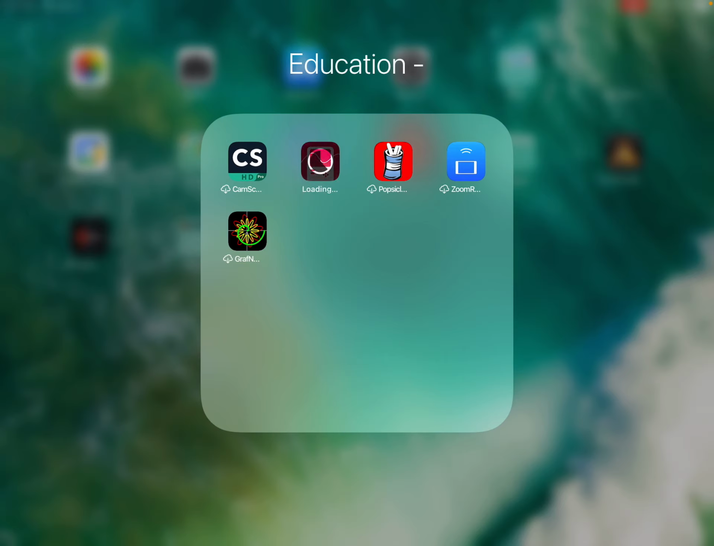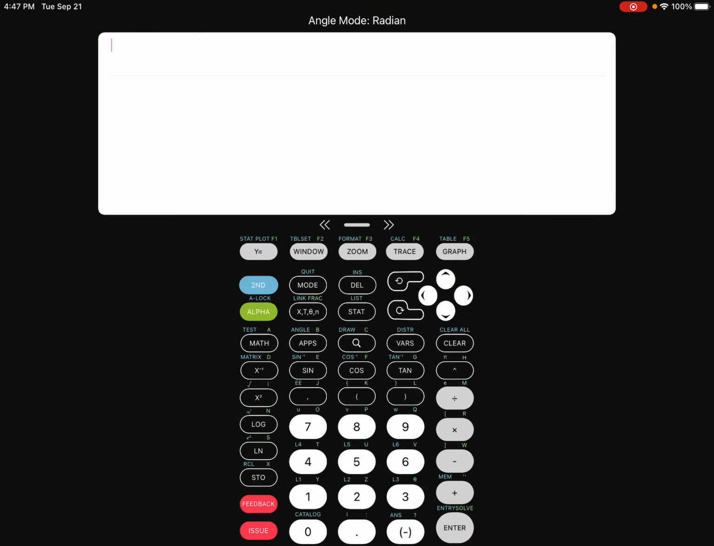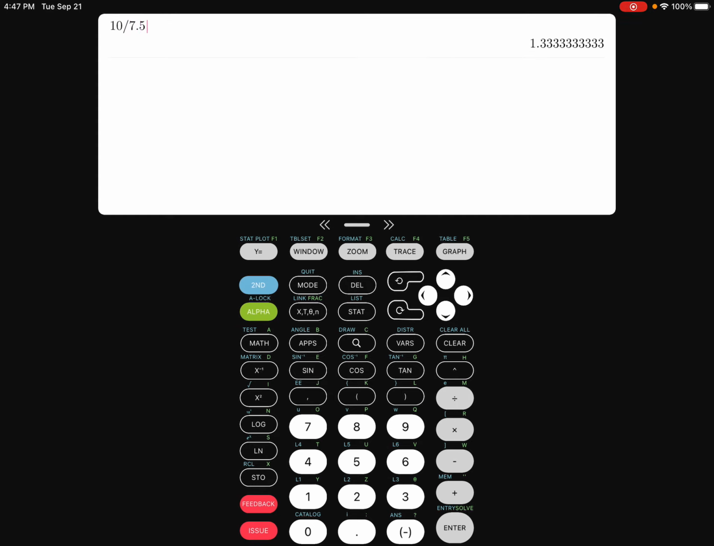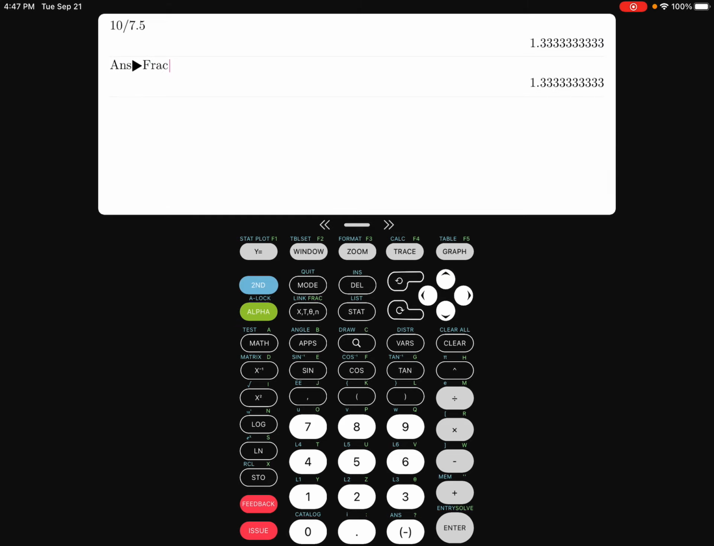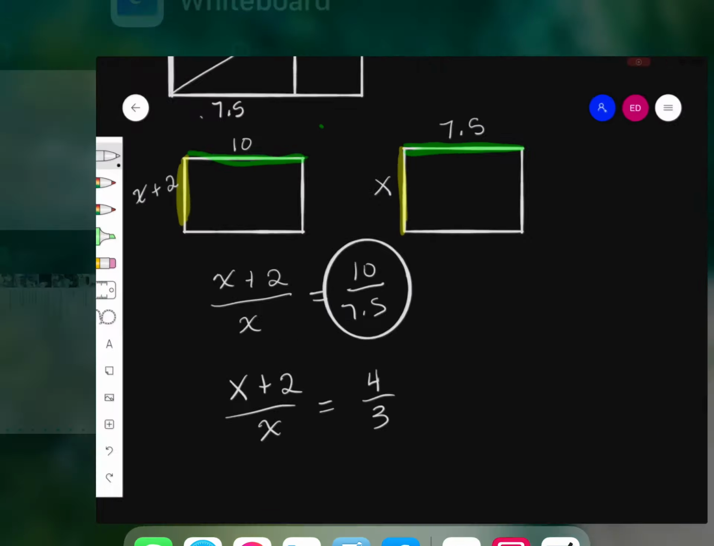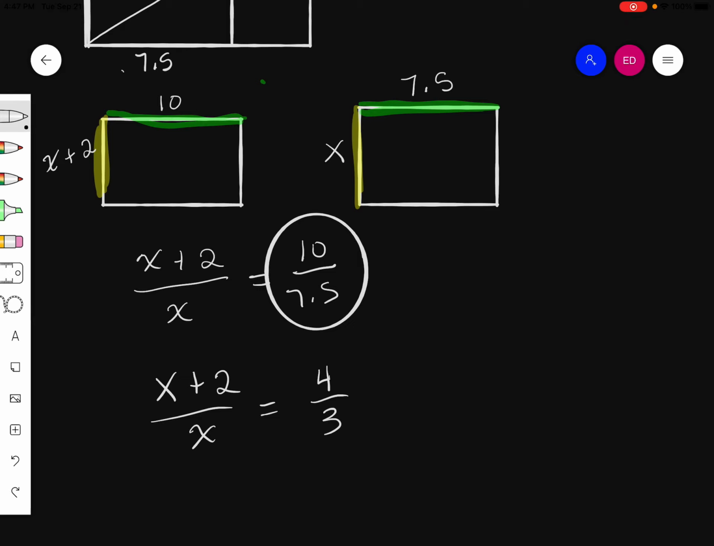Here it is. Oh, I've got to download it. Sorry about that. Okay, you can download this on your phone. So I'm going to say 10 divided by 7.5, and I'm going to hit enter. Now I want to see what it looks like as a fraction. So on this TI-84, I'm going to hit math, and as you can see, I have fractions. I'm going to hit enter, enter, and that gives me 4/3, my fraction fully simplified.